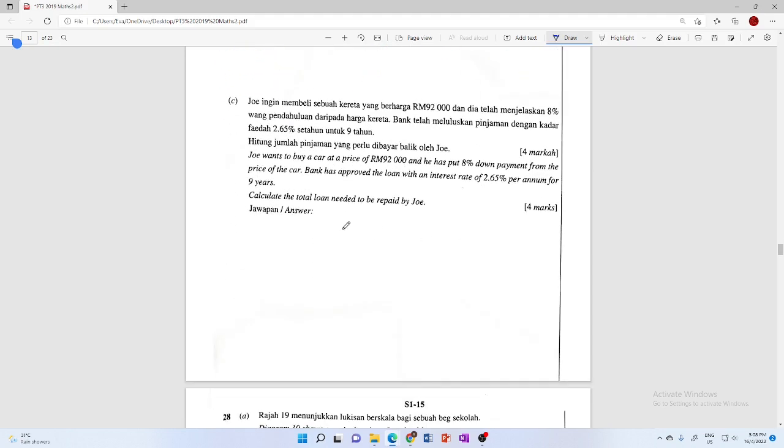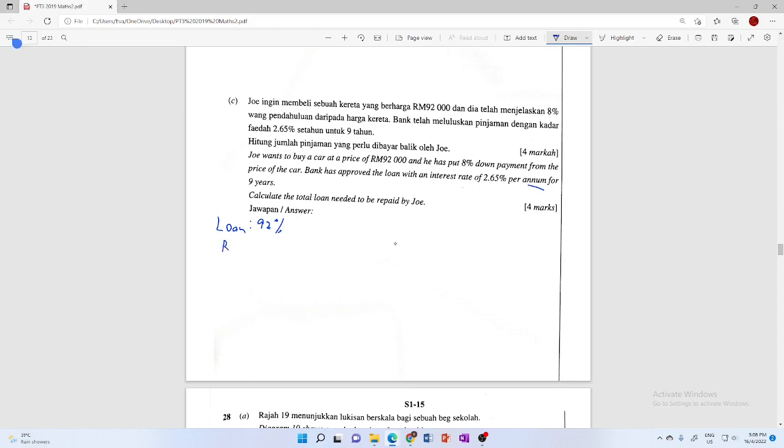For question C, Joe wants to buy a car at a price of 92,000, and he has put 8% down payment, meaning that he has already paid for 8% from the car price. Bank has approved the loan with an interest rate of 2.65% per annum, meaning that per year, for 9 years. So the loan is actually, he already paid for 8%, the loan will be only 92%, right? So how much is the loan?